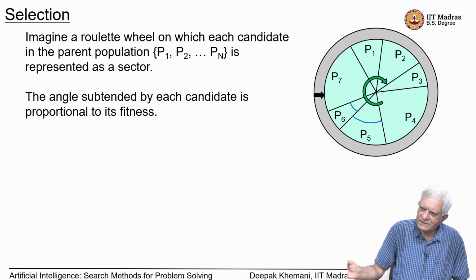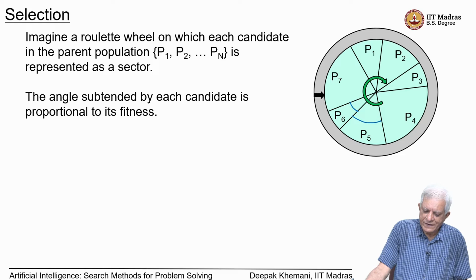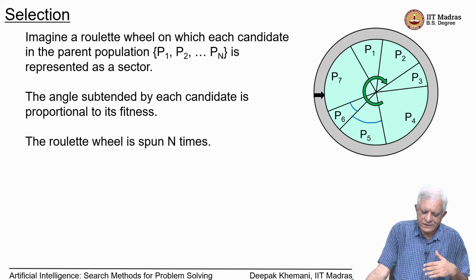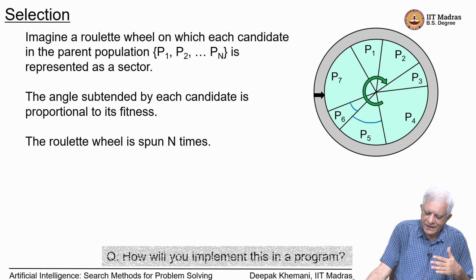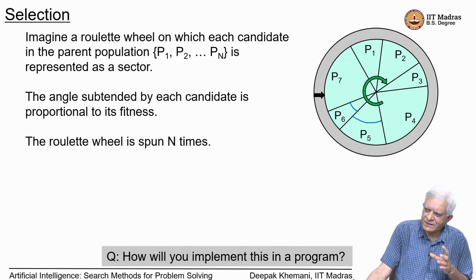That means P5 is a fitter parent, P6 is a less fit parent. And this mechanism of the roulette wheel is basically you spin the wheel n number of times, and wherever the arrow stops, you create a copy of that particular parent. So, the roulette wheel is spun n number of times. How would you implement this as a program?